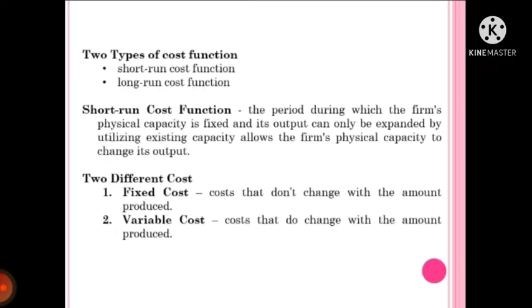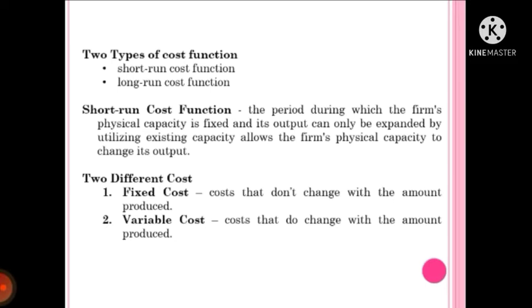There are two types of cost function: the short-run cost function and the long-run cost function. But in my discussion, we're just focusing on the short-run cost function. What is the short-run cost function? It is the period during which the firm's physical capacity is fixed and its output can only be expanded by utilizing existing capacity.